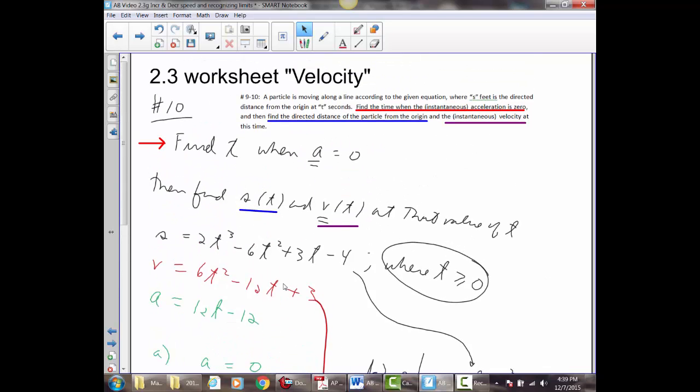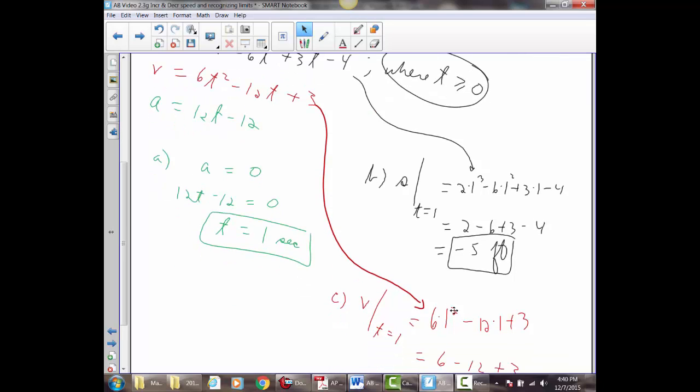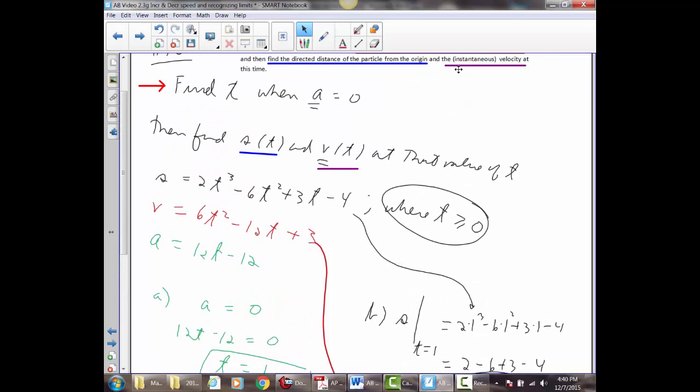The second question, find the directed distance of the particle from the origin at this time. So at this 1 second, we want to know what is the position. So we take the position function, we replace all the t's by 1 second, and we get -5, which means it's 5 to the left of the origin.